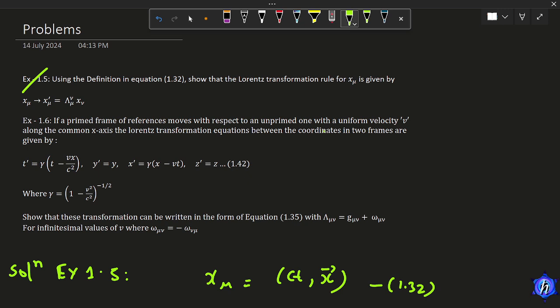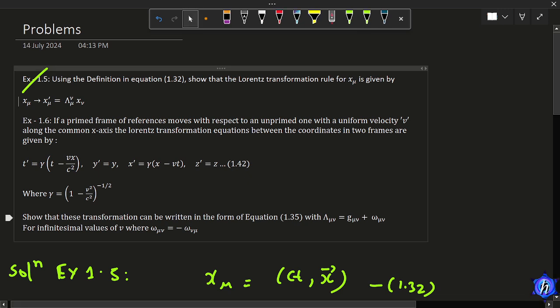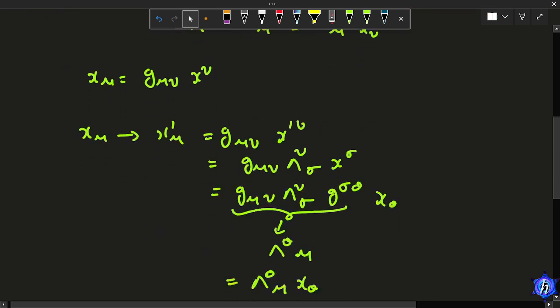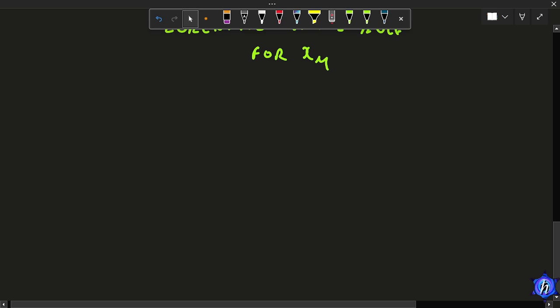1.35, yeah, which is the Lorentz transformation rule. Fair enough, with this given condition. Let's just start, and we can proceed. This is not a big deal. We can do this.